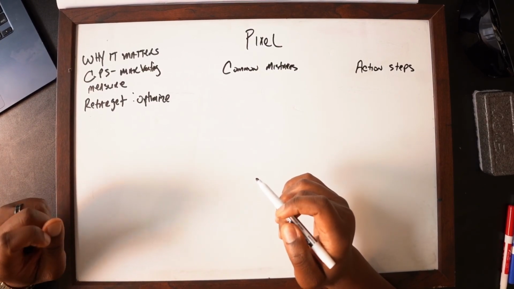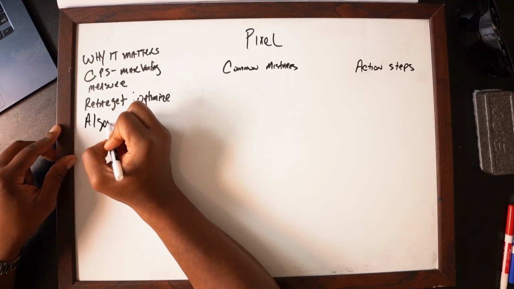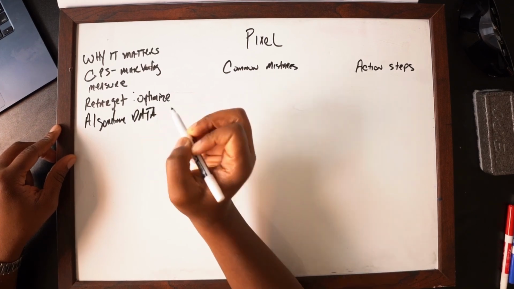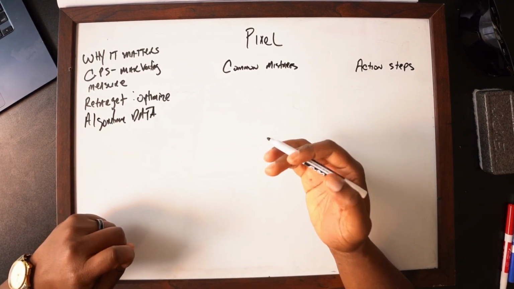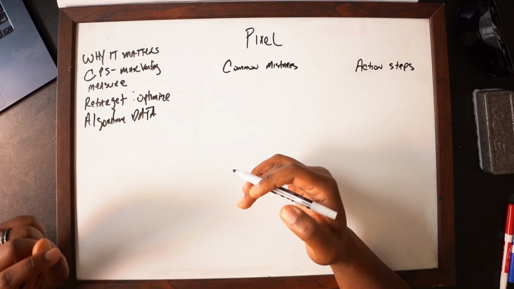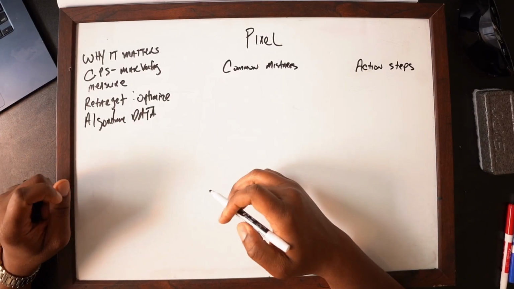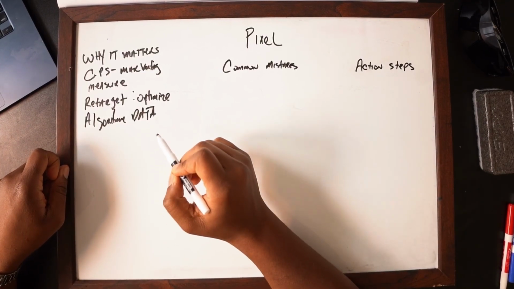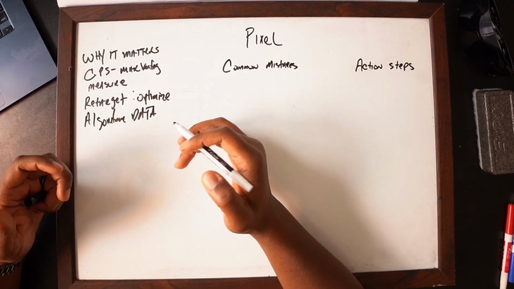Also, your pixel feeds better algorithm data. It leads to smarter delivery. It leads to you ensuring that you're not wasting your budget. It ensures that you are targeting the right person. So your pixel gives the algorithm better data, and it reaches the right person if it's set up correctly.